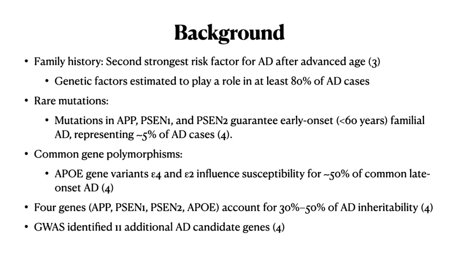We know that rare mutations in APP, PSEN1, and PSEN2 almost guarantee early onset of familial AD, and that represents about 5% of cases. We also see some common gene polymorphisms in the APOE gene variants, E4 and E2, which influence susceptibility for about 50% of common late onset AD. So these four genes, APP, PSEN1, PSEN2, and APOE, account for about 30 to 50% of AD heritability.